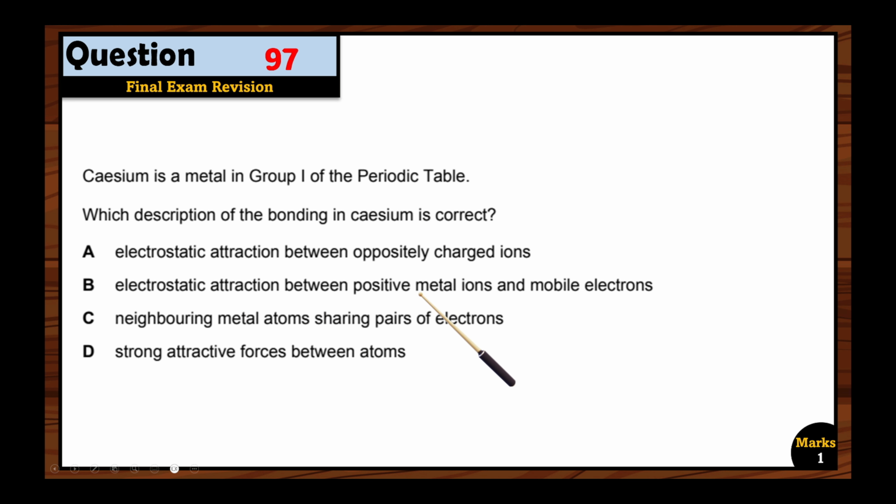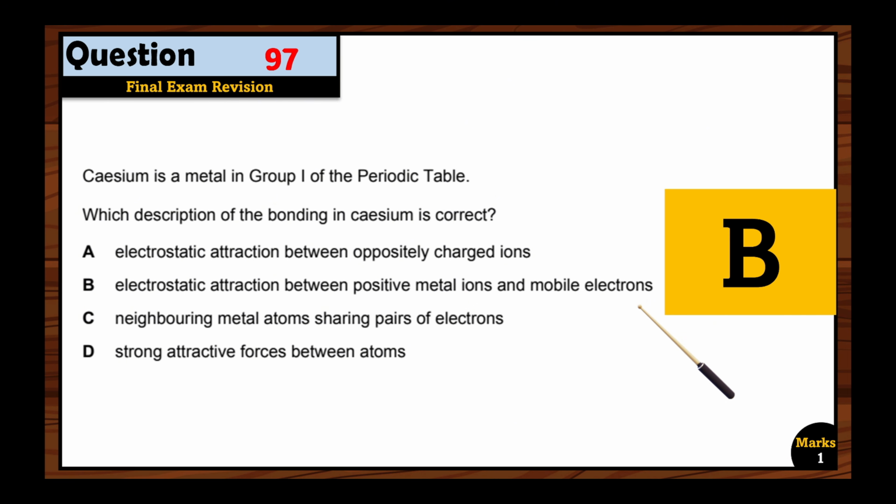Electrostatic attraction between positive metal ions, yes, cesium will make a metal ion, and mobile electrons, yes, that's right. So option B is correct, because in metallic bonds, most metals lose their outer shell electrons, and these outer shell electrons make a sea of electrons around these positive ions, and that's how the metallic bond is formed.